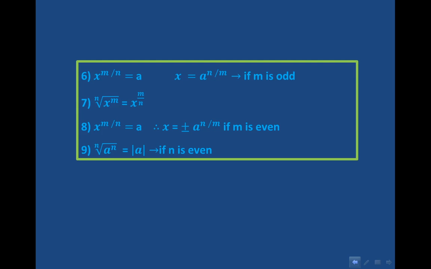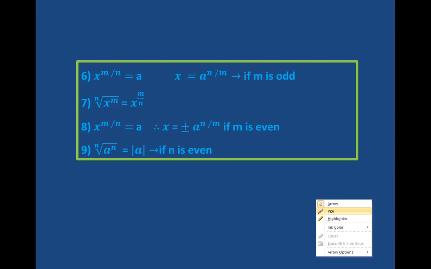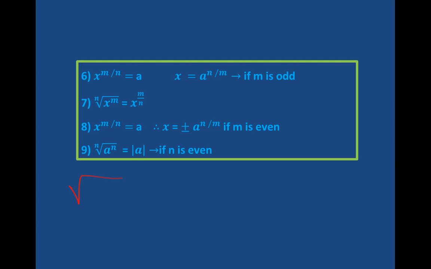Rule number 7: the nth root of x power m equals x power m over n. Here, the cubic root of x power 5 can be written as x raised to power 5 over 3. And the square root of x power 7 can be written as x power 7 over 2.